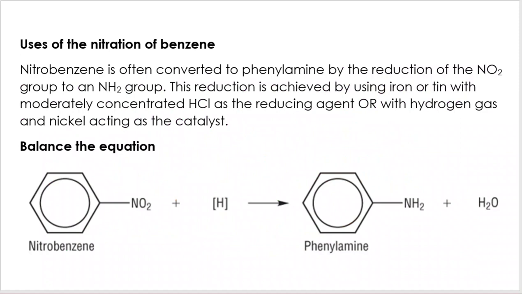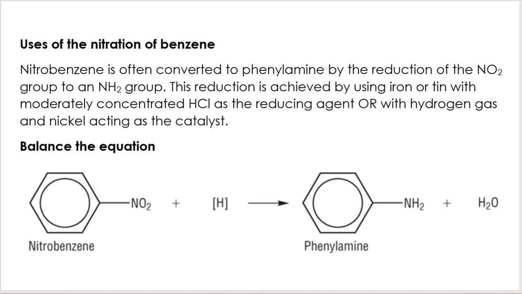Now, often making nitrobenzene is a midpoint in the making of phenylamine, which we can see here. What I want you to do on this one is make sure you take on board the information. This is a reduction reaction where the NO2 becomes NH2. We can do that using iron or tin with moderately concentrated HCl. Alternatively, we can do it through hydrogenation, H2 with a nickel catalyst.